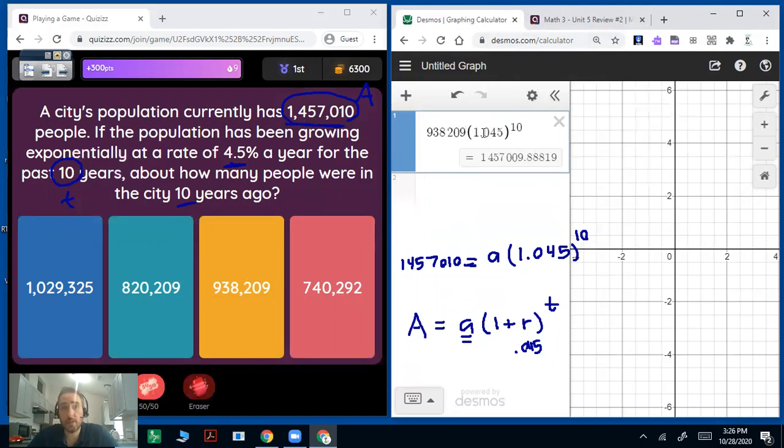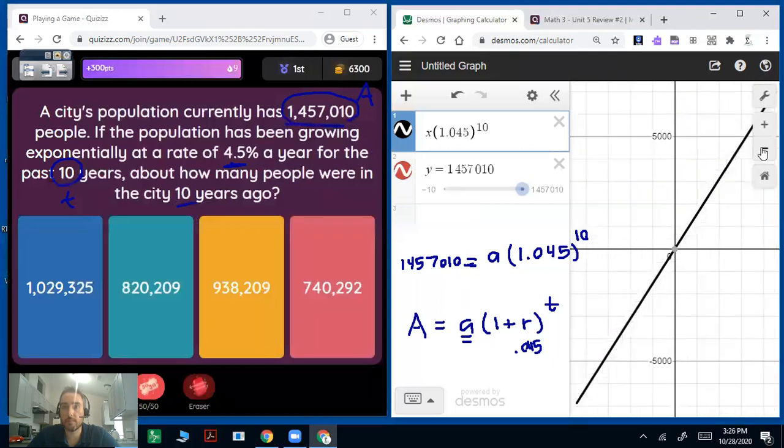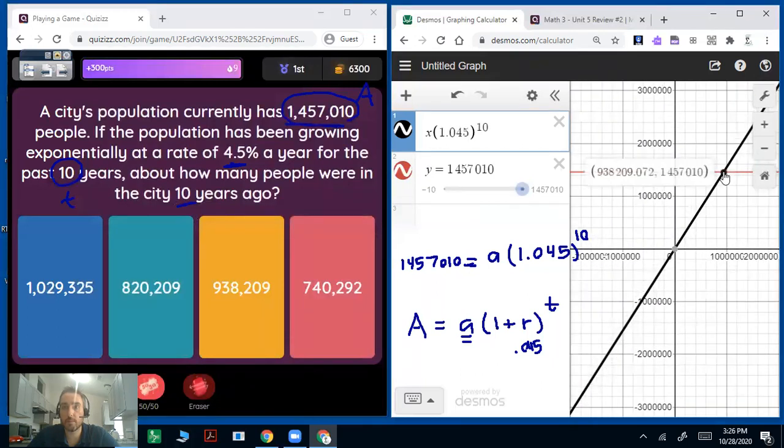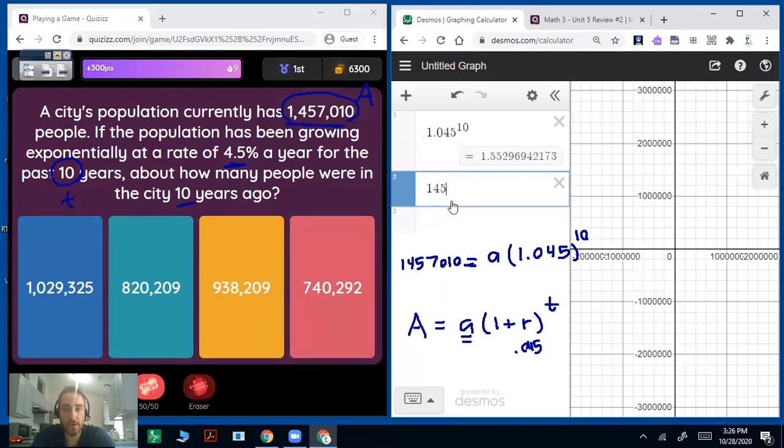Another approach you can do is you can call this X, and you can set it equal to Y equals 1,457,010, and you can zoom that out. And there's your starting amount, 938,209.072. You could also figure out 1.045 raised to the 10th power, and you could divide this number by that number. So you could say 1,457,010 divided by 1.55296942173. Try to be as accurate as possible. And you see that original number is 938,209.